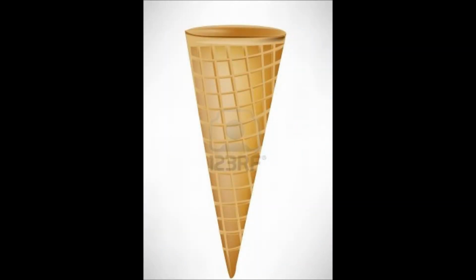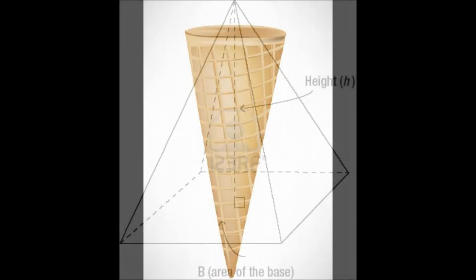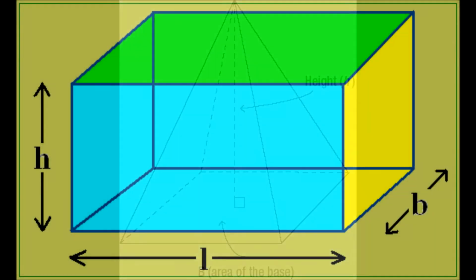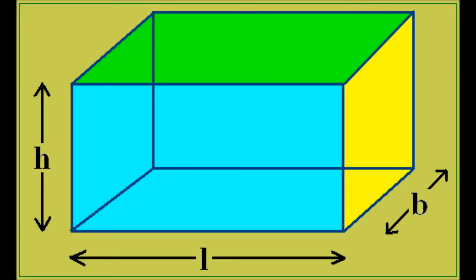So in order to find the volume of an object, we always need to remember we need to take the base of the object and multiply it by the height of the object. So this is the basic formula for volume, base times height. The base can always be different. So in a rectangular prism, the base is a rectangle.